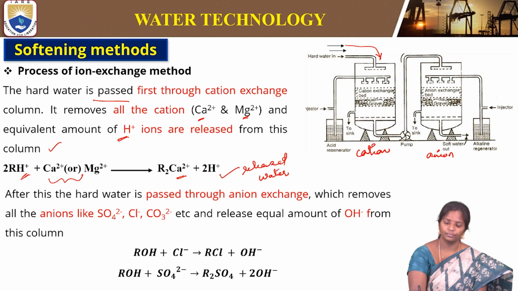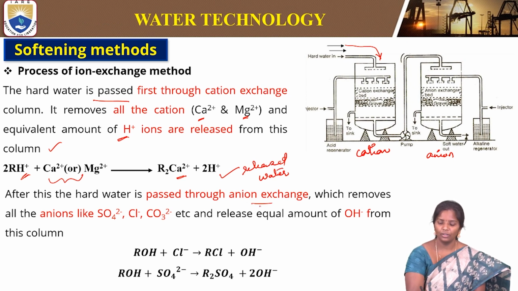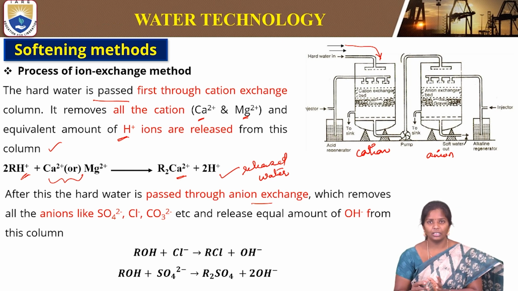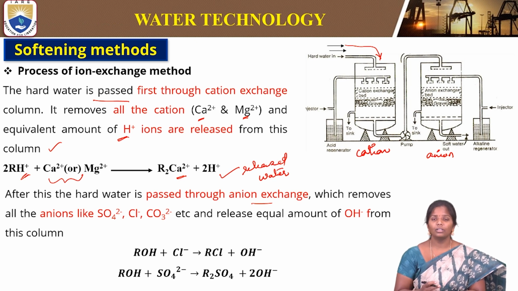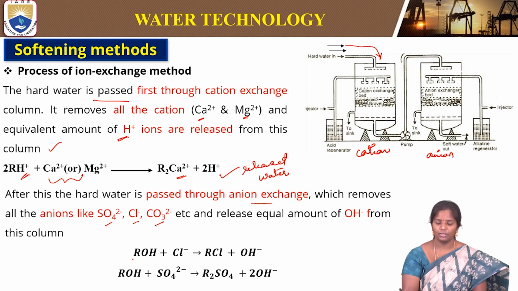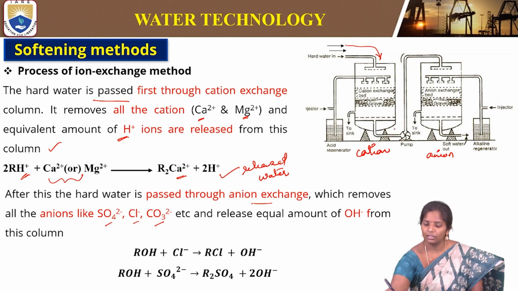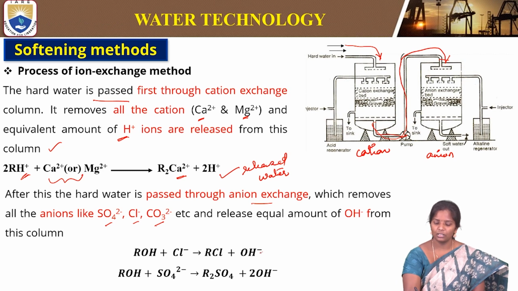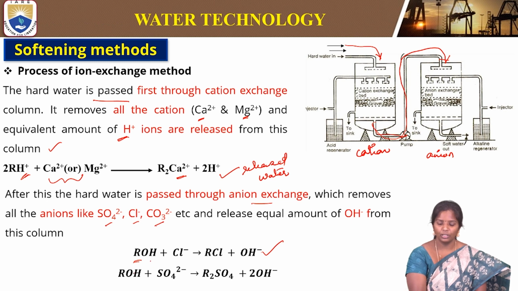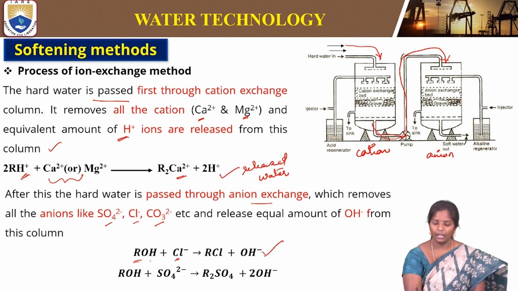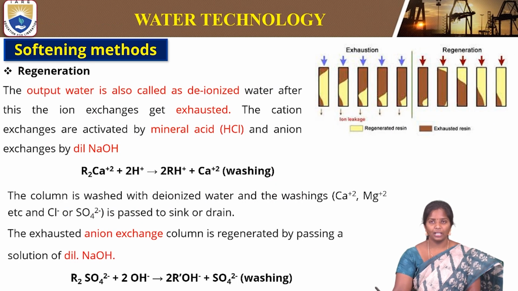After this, the water is passed through the anion exchanger. We still call it hard water because it has anionic impurities like sulfate, chloride or carbonate, which can be removed by the anion exchanger. Once it completes the cation exchange, it enters the anion exchange column, where OH- ions are released. The R group is the resin with OH- ions. The chloride replaces the OH- ion, and the OH- ion is released into the water. This is how the softening of water takes place, and the outlet water will be demineralized or deionized.